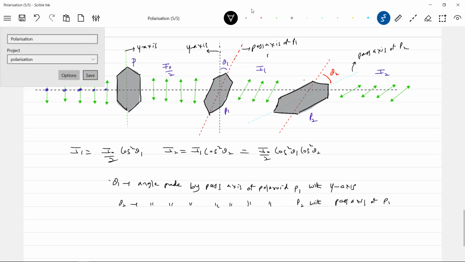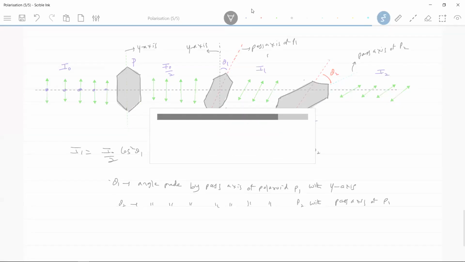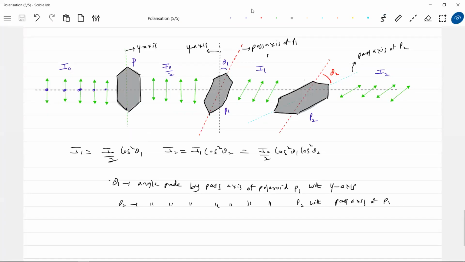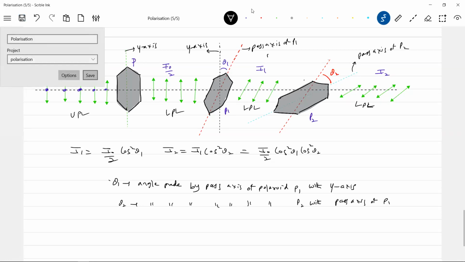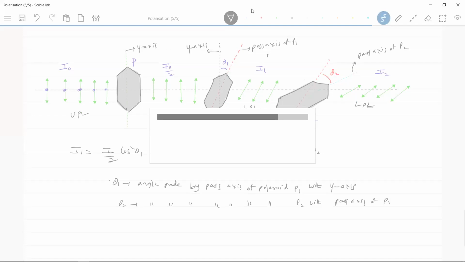So let there be n number of polaroids. We can keep on writing Malus law. So this is unpolarized light. This we should call linearly polarized. This is also linearly polarized. This is also linearly polarized. Okay, this is about the basic Malus law.